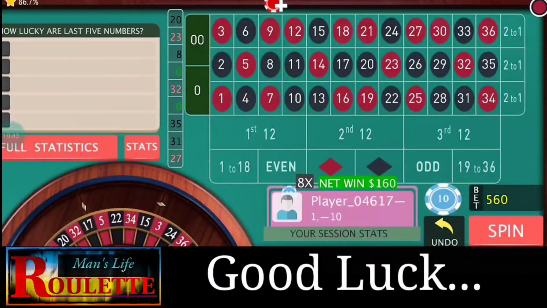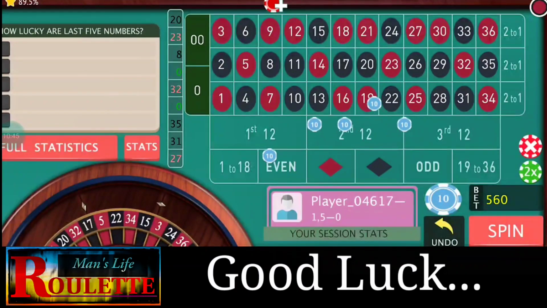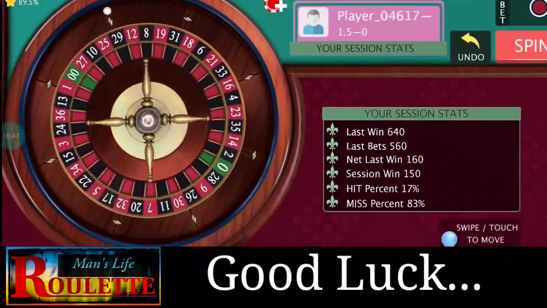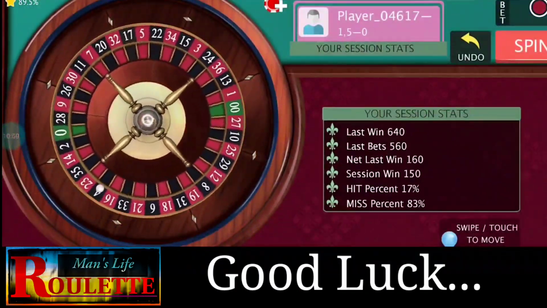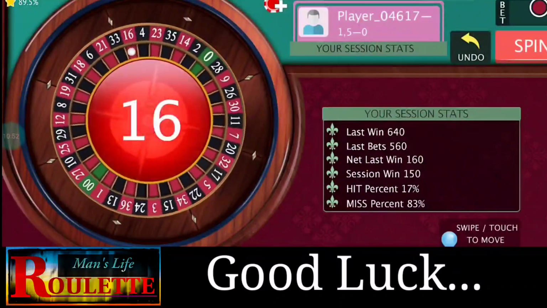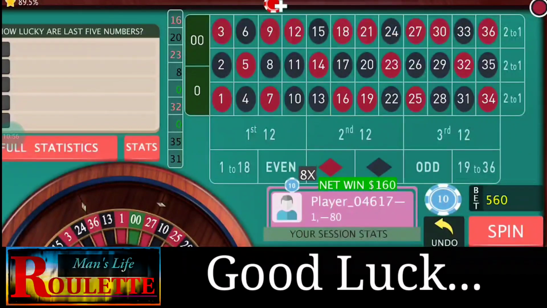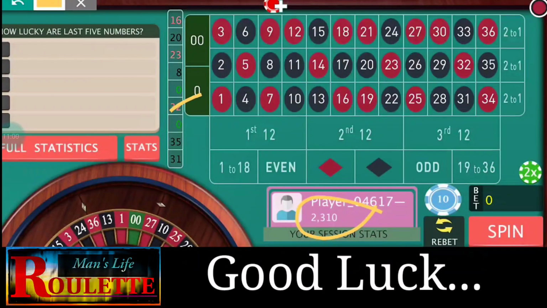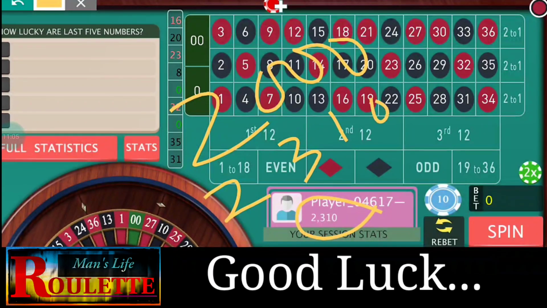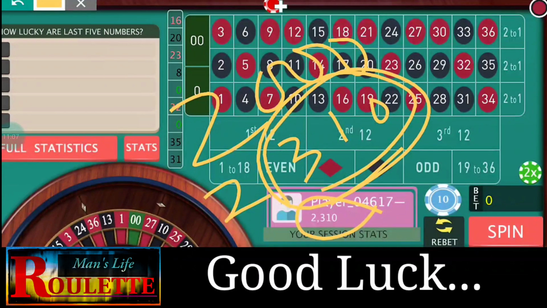Again, I make some profit over here. So this is the last spin. If I win, then I will make a very good profit, so I will stop the game. But if I lose, then again I have to continue the game further. So I win here. Now you can see the profit. We started with 2000, and now we are at 2310. So this 310 is the profit.